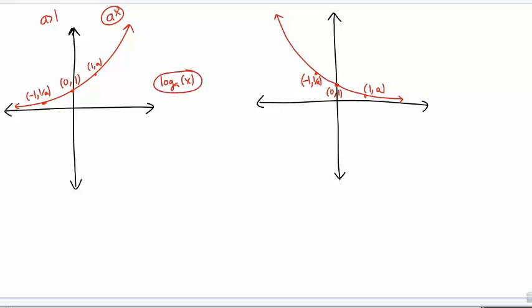Well, since these two functions are inverses of each other, we automatically know 3 points on the graph of the logarithm. Since 0, 1 is a point on the exponential, 1, 0 will be a point on the graph of the logarithm, as will be a, 1, which will be over there, and 1 over a, minus 1. So in general, the two graphs will be symmetric about the line y equals x.